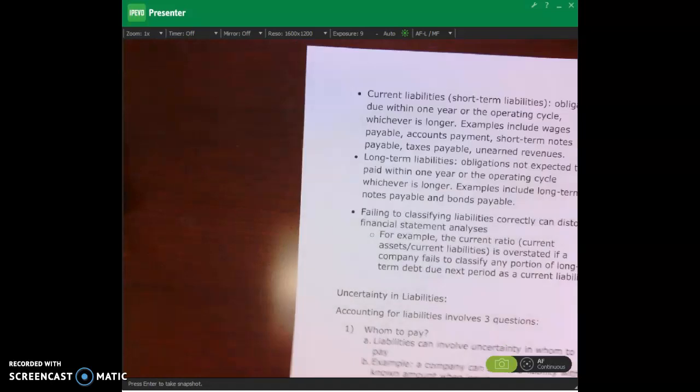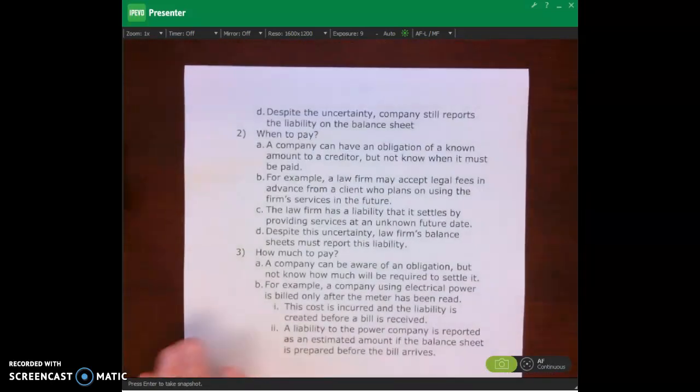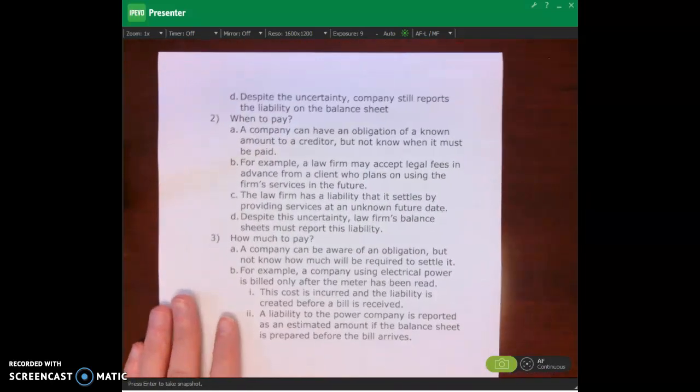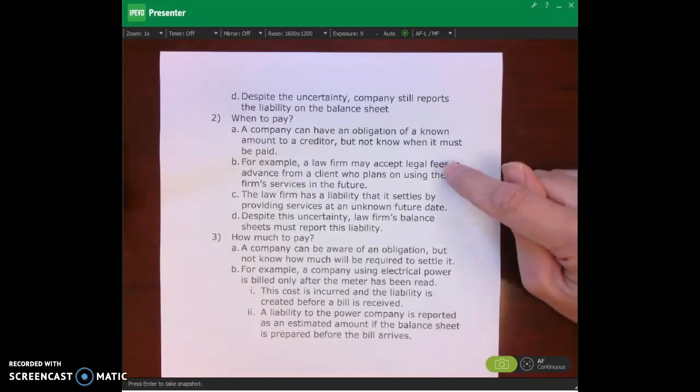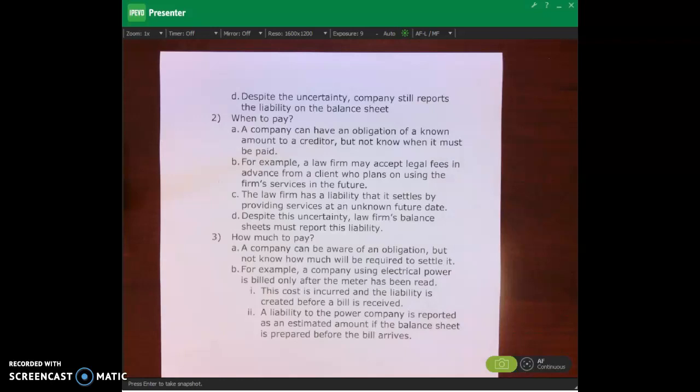So let's look at the next question. When to pay. There can be uncertainty about when to pay. So I'm saying that right over here. For example, a law firm may accept legal fees in advance from a client who plans on using the firm's services in the future. So this is the situation, right, that I was talking about.